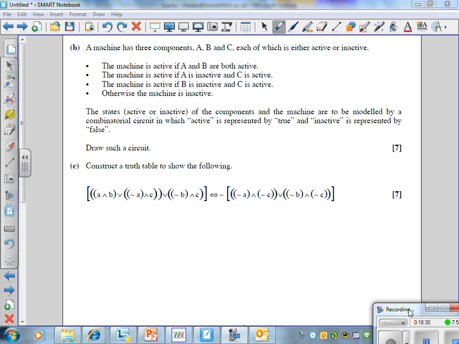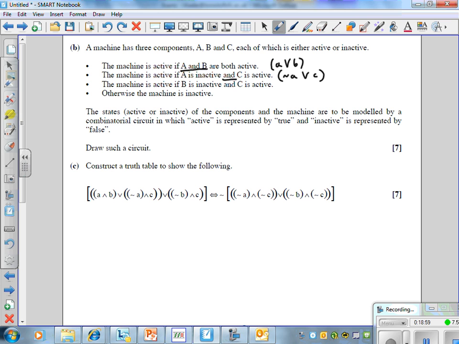And that's the second. The machine has three components, A, B, and C, each of which is either active or inactive. The machine is active if A and B are both active. Now, right away, I'm writing these things in Boolean algebra, in Boolean logic. I'm not going to use capital A, I'm going to use little a and little b. So this represents A and B, that represents my Boolean expression there.